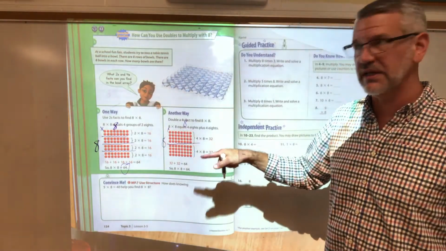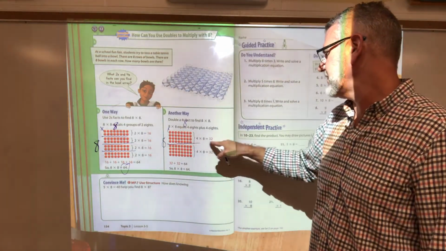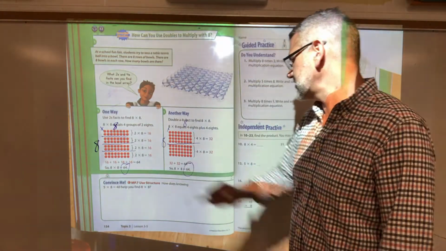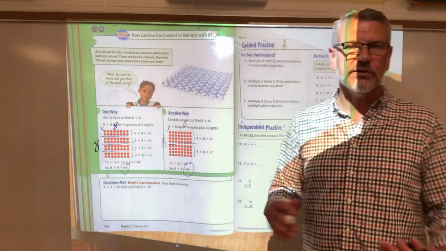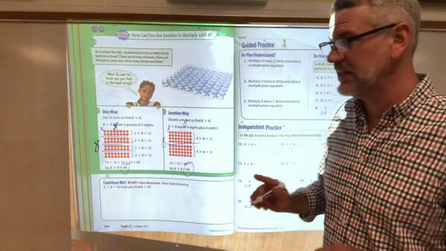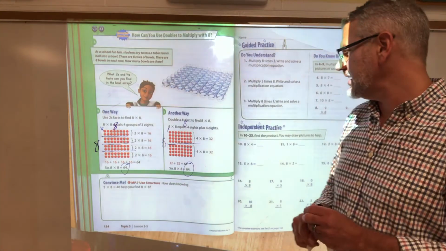Or if you want to work on it like this, you can do 4 groups of 8 is 32, and another 4 groups of 8 is 32, and that is also 64. If you really want to take your time, you could draw it and then count every one of them. That's going to take you a long time, but that's another way to do it. Let's look at the convince me.